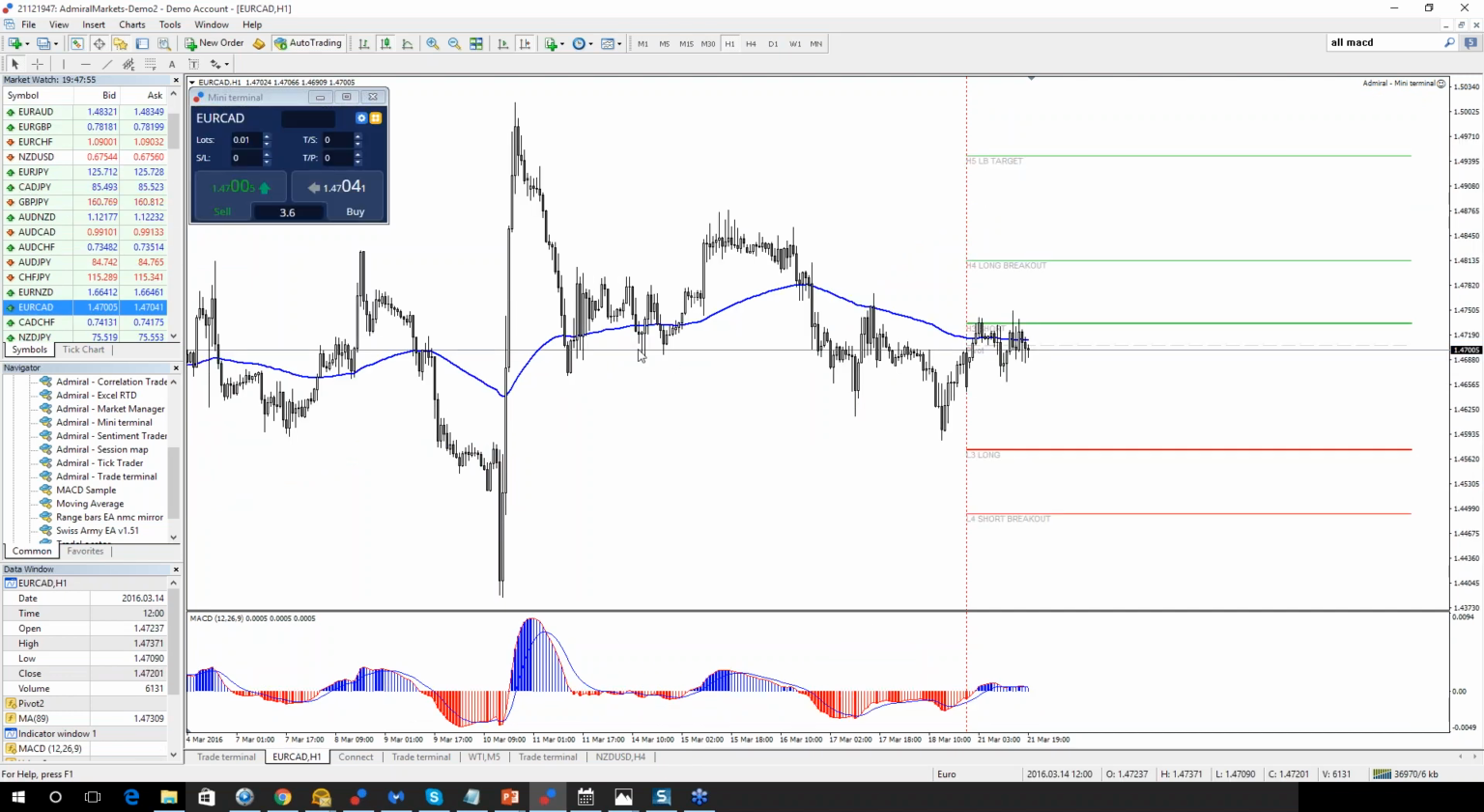Here you see EuroCAD doing absolutely nothing. This was a big movement. Now the price is consolidating, same as with Euro Yen. It doesn't show anything. Simply, this is not tradable for me when I look at this. Not tradable.